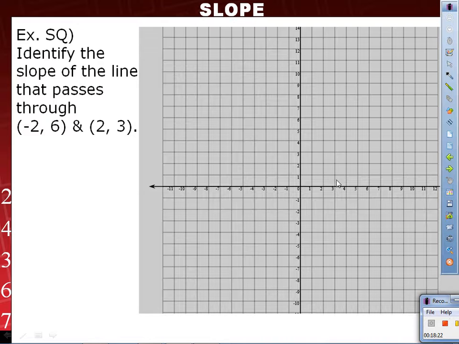Should be just about done. Yep. 10, 9, 8, 7, 3, 2, 1. All right, check with your neighbors, see what they got, please.